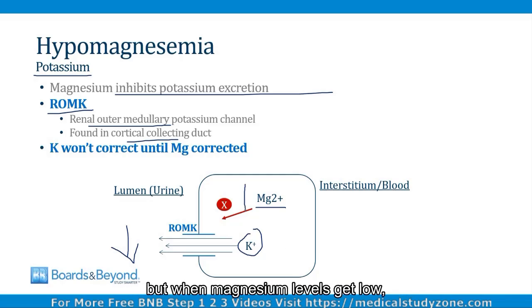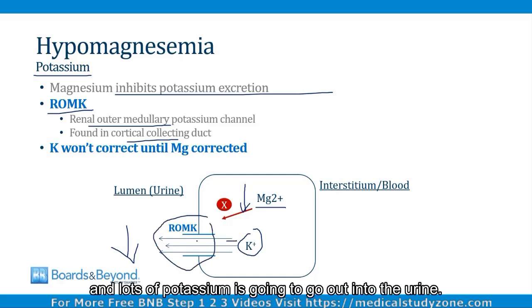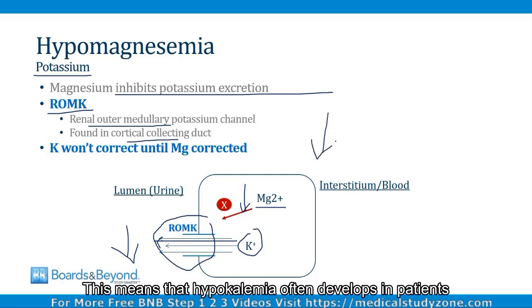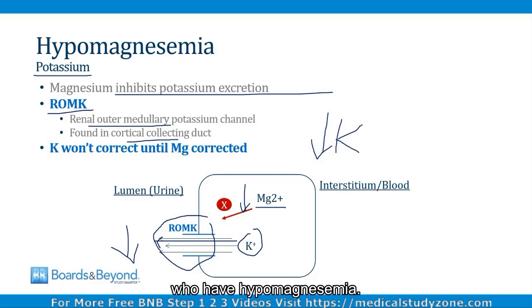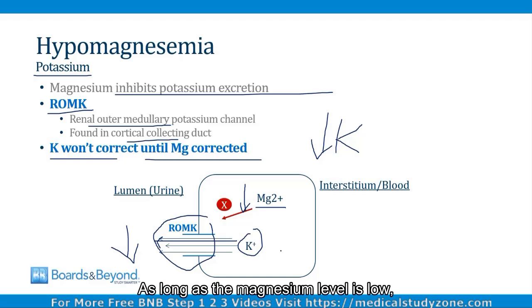But when magnesium levels get low, in other words, when there's hypomagnesemia, then lots of these ROMK channels are going to be functioning and lots of potassium is going to go out into the urine. This means that hypokalemia often develops in patients who have hypomagnesemia. This also has important relevance clinically because the potassium can't be corrected until the magnesium is corrected. As long as the magnesium level is low, you can give the patient lots of potassium, but it will continue to go out in the urine. You've got to fix the magnesium first.